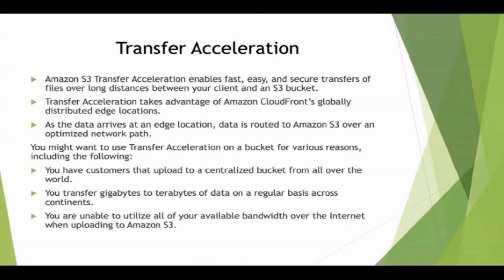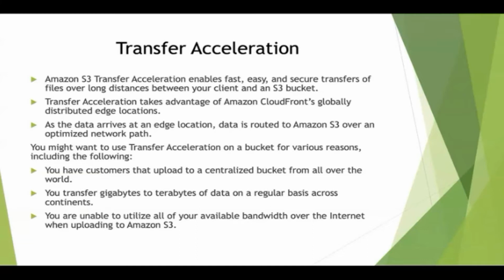As the data arrives at a particular edge location, data is routed to that particular Amazon S3 bucket over an optimized network path. So when you enable transfer acceleration and you upload an object to that S3 bucket, it is not actually uploaded to the S3 bucket. It is uploaded to an edge location that is closest to the client. From that particular edge location, the object is routed through a network of other edge locations, which goes to the S3 bucket finally.